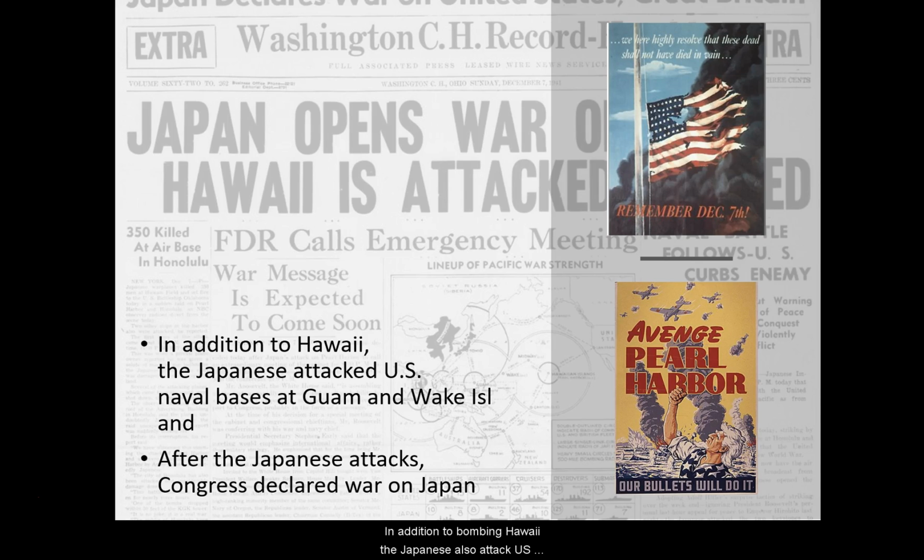In addition to bombing Hawaii, the Japanese also attack U.S. naval bases at Guam and Wake Island, 2 of our territories that we gained back in the Spanish-American War that we now use as military bases in the Pacific. After these Japanese attacks, the very next day, FDR meets with Congress and says, December 7th, 1941, a date which will live in infamy, which essentially means that this date from now on is going to be known for this horrible deed that was done to the United States by the Japanese.